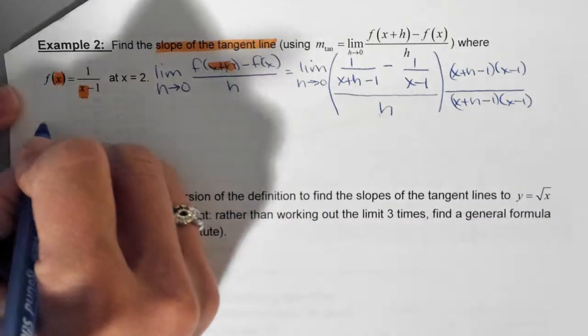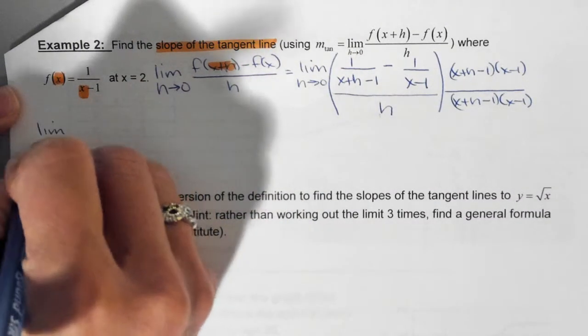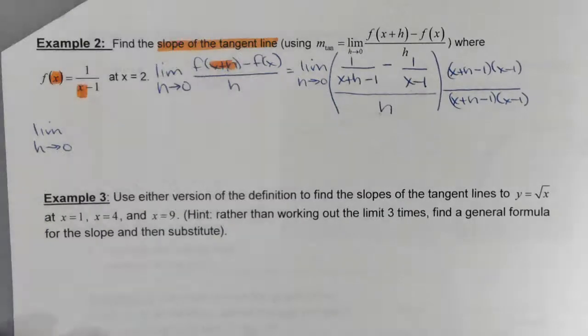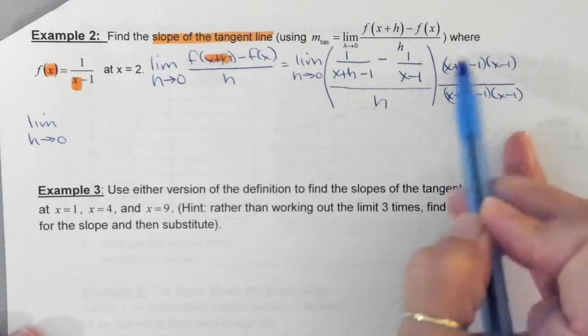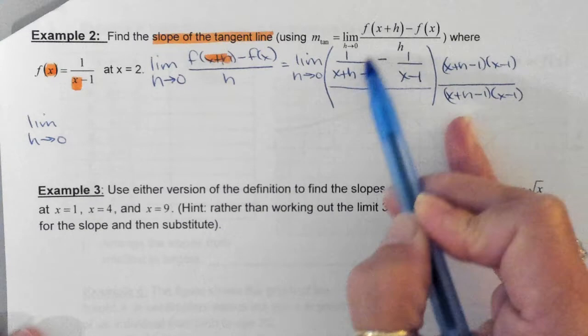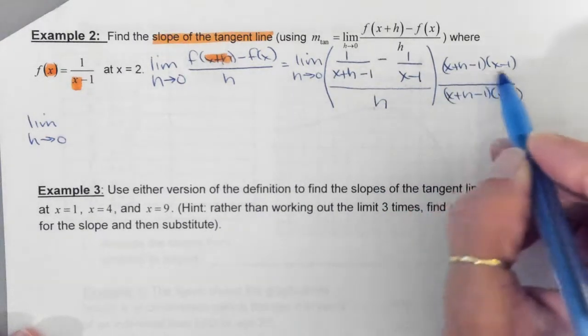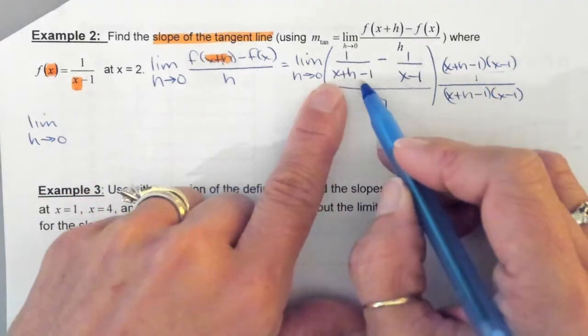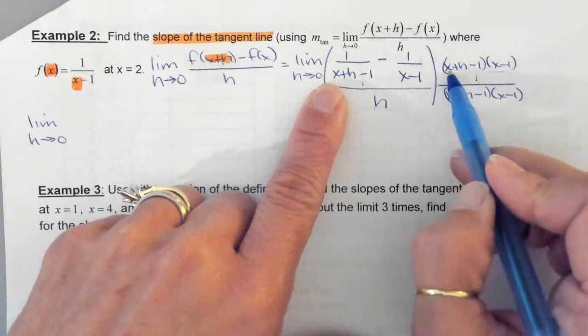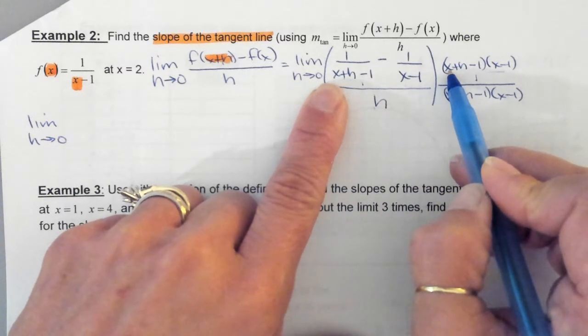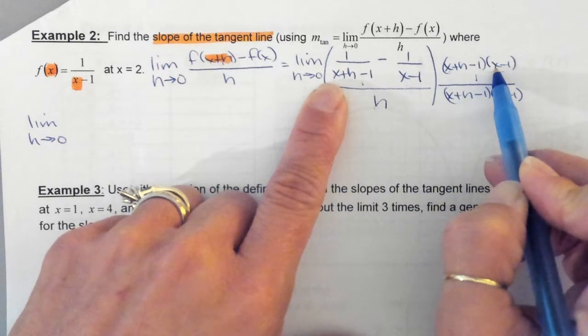Okay, I'm going to run out of room, so I'm going here. The limit as h approaches 0. I am distributing. I'm just looking at the top. I'm distributing this whole thing here. Remember, this is essentially sitting over 1. So when I distribute to this first fraction, the x plus h minus 1s cancel, and I'm left with x minus 1. Does everyone see that?